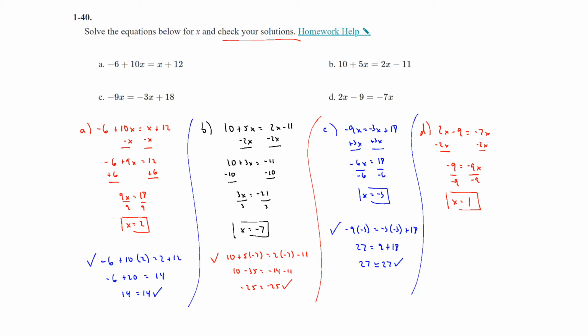And then, as always, we continue to do our check. 2 times 1 minus 9 equals negative 7 times 1. So 2 minus 9, and that's equal to negative 7. And so we see negative 7 is equal to negative 7. So make sure if it tells you to check your solutions, you need to show that.